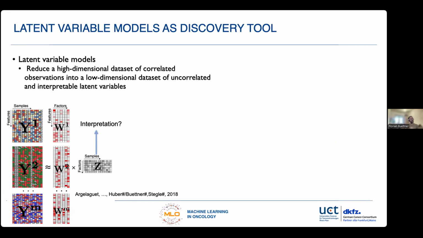And all of these features, especially within an omics layer, are highly correlated, of course. If you were to look at each gene separately, that would be a very cumbersome exercise, especially if we have other omics layers as well. So what we can do with latent variable models is to take this high dimensional space and map it into some kind of low dimensional data set of uncorrelated and hopefully interpretable or explainable latent variables.